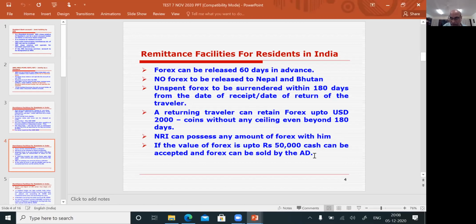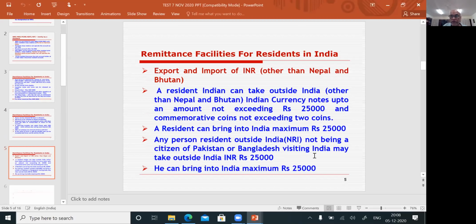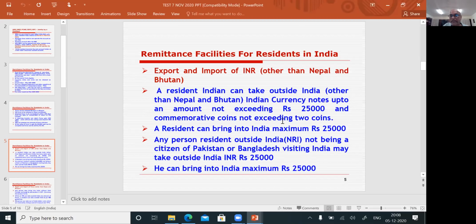Okay, next slide, what is there? We will see. Okay, this we already saw. A resident Indian, again I read, you hear it, so that in the exam you are able to write. A resident Indian can take outside India, other than Nepal and Bhutan. So a resident individual who is going to Nepal and Bhutan cannot carry forex. Indian rupees also have certain restrictions, which we will see later.